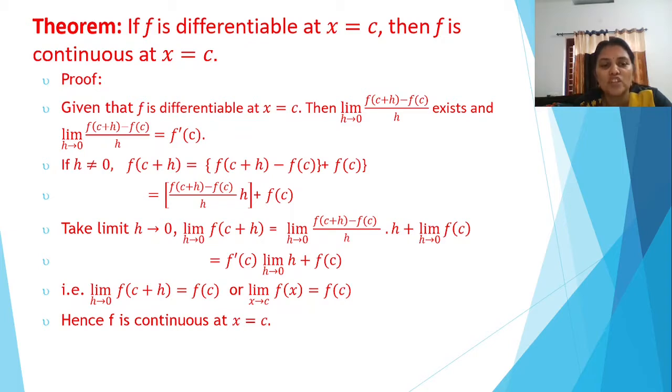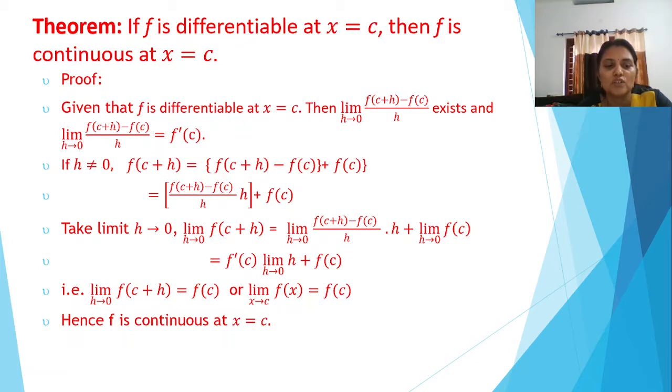So limit h tends to 0 of f of c plus h is equal to limit h tends to 0 of f of c plus h minus f of c by h into h, plus limit h tends to 0 of f of c. This part, limit h tends to 0 of f of c plus h minus f of c by h, is equal to f dash c, and into limit h tends to 0 of h plus f of c.